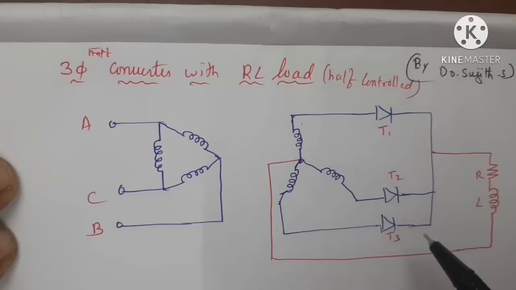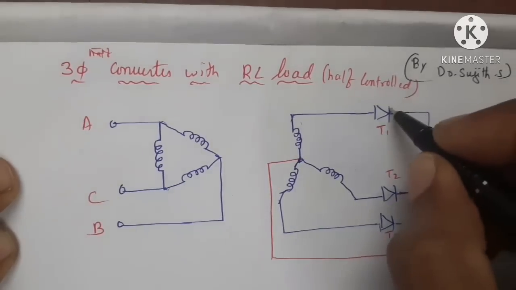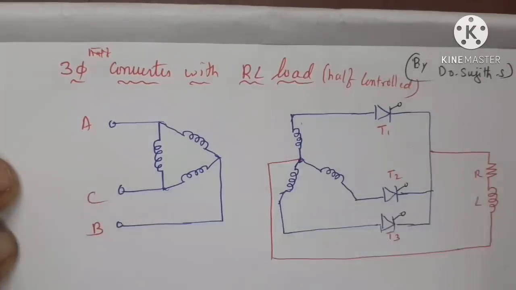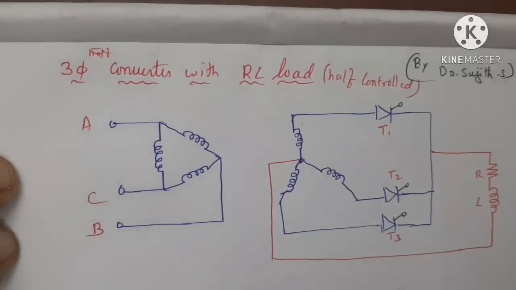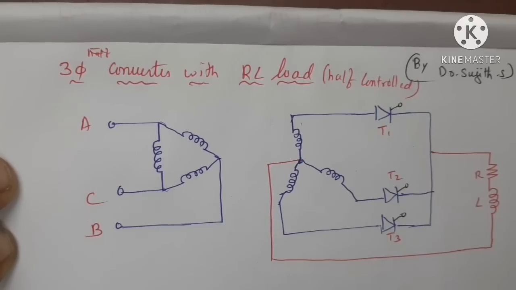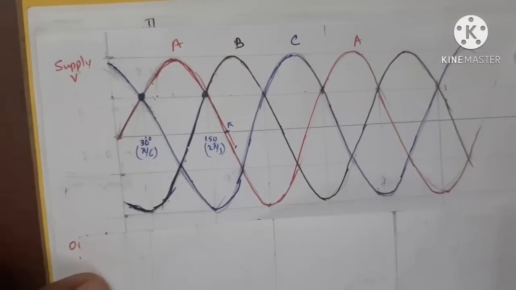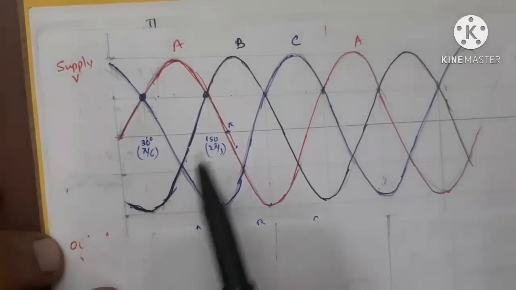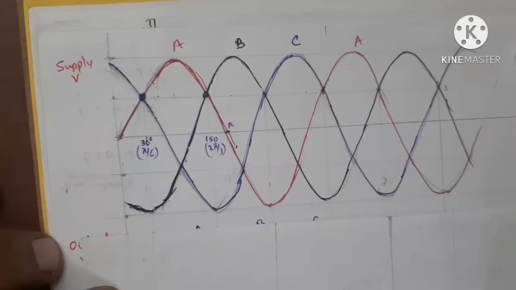The primary is delta and the secondary is the star connection. T1, T2 and T3 are the thyristors used. And we are having RL load. Now we will see the waveforms and how this circuit is working. Now this is a three-phase waveform, and you can see the three phases R, B and C with 120-degree phase shift.